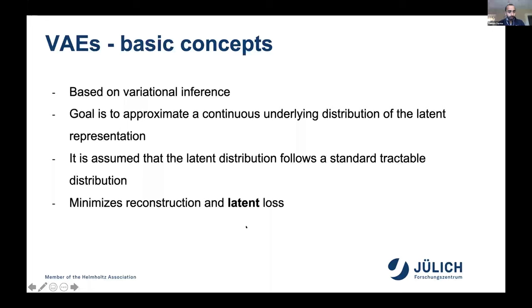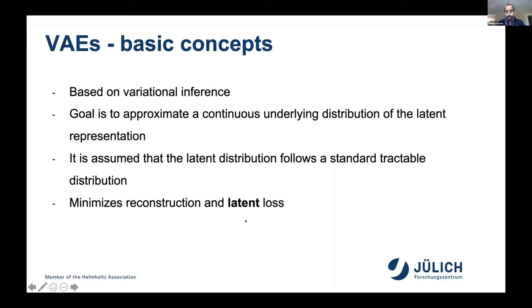I already talked about this. So the basic concepts of variational autoencoders, the theoretical part, derive from the theory of variational inference, which has been around in statistics for a long time. The goal is that we want to approximate the underlying distribution of the latent representation. As we saw in the last slide, we have this mu and sigma, but these are unknown, so we want to approximate this. How this is done is using variational inference, where it's assumed that this latent distribution follows a standard tractable distribution. Since these are quantities which could follow any kind of distribution, we need to make this assumption, and then we follow an optimization part where we try to fit this underlying distribution to a standard distribution that we know.